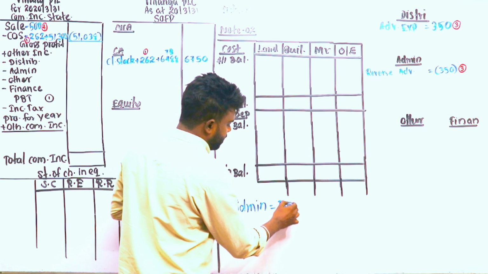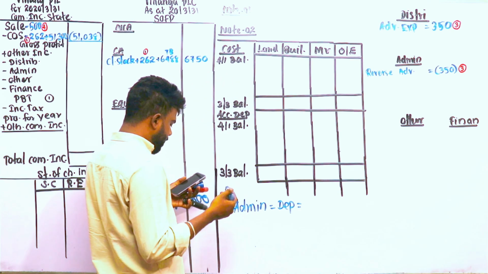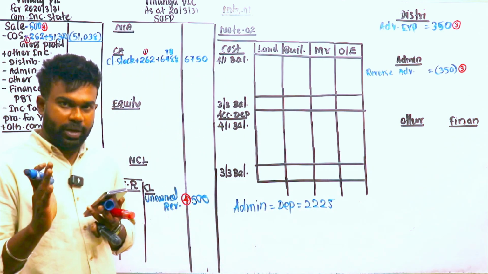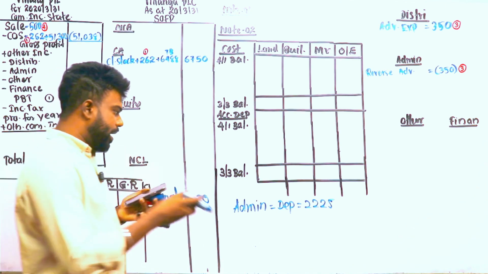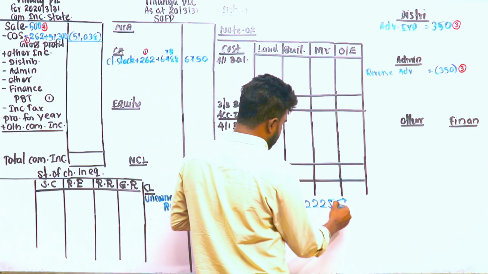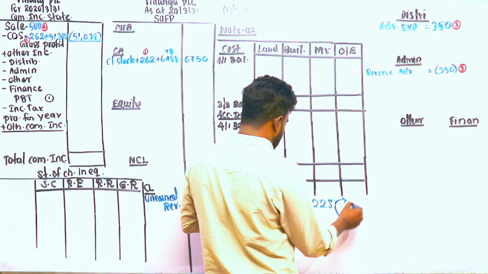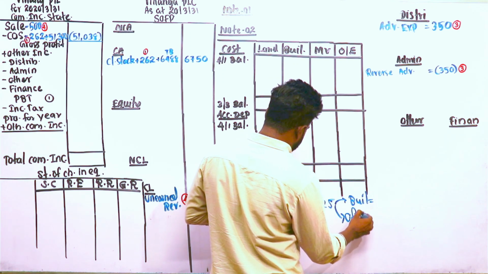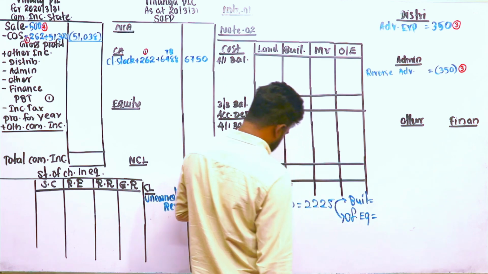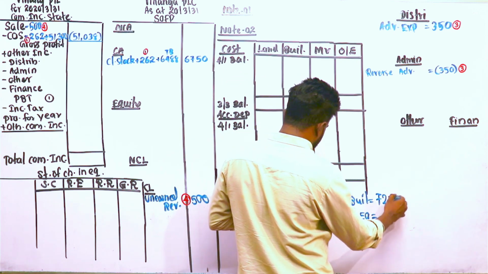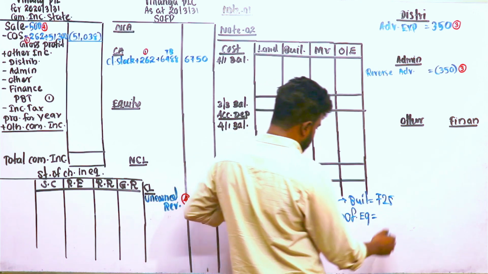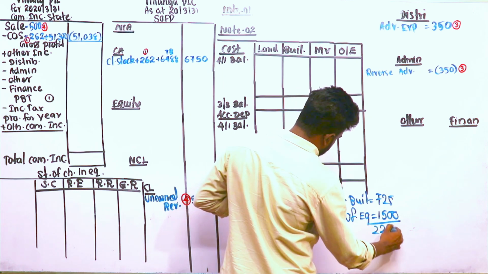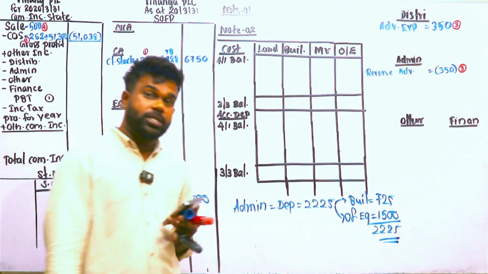How much was the total depreciation under the admin balance? Look at row number 2 again. 2,225, right? So here my admin depreciation means simply what? Only building depreciation and office equipment depreciation. Clear? The building depreciation is how much? 725. Office equipment depreciation 1,500. Look at these two total. Only these two.